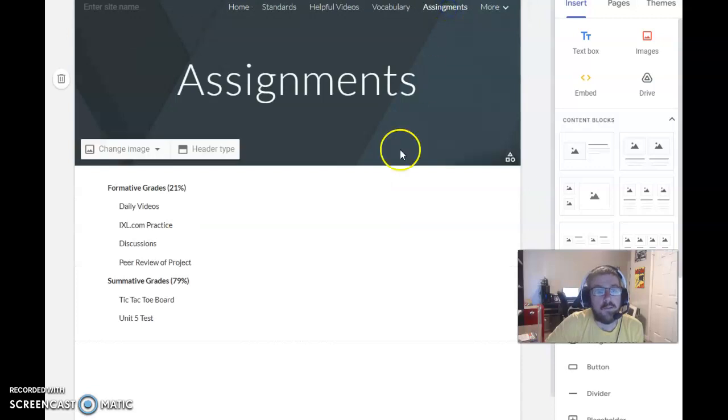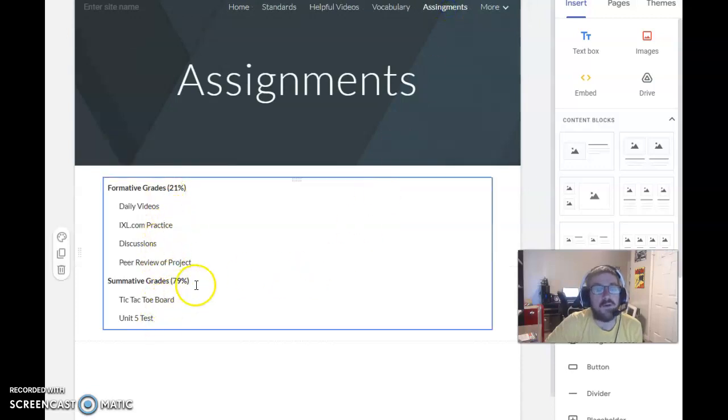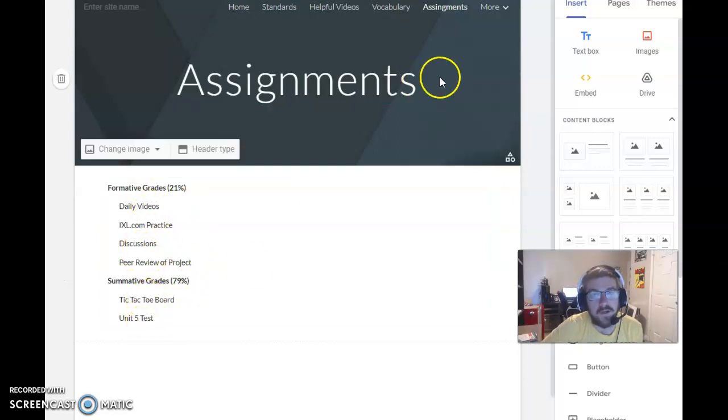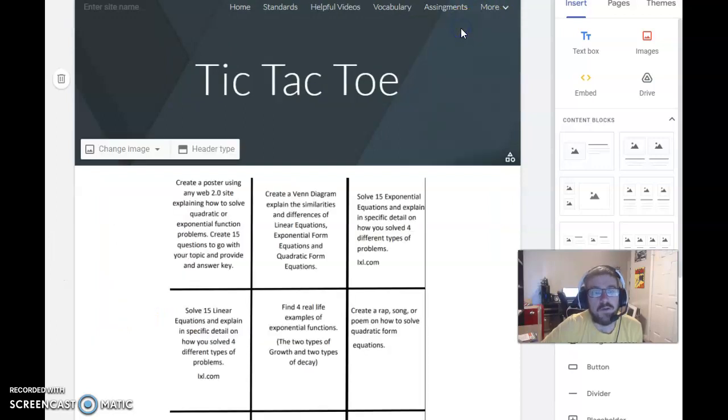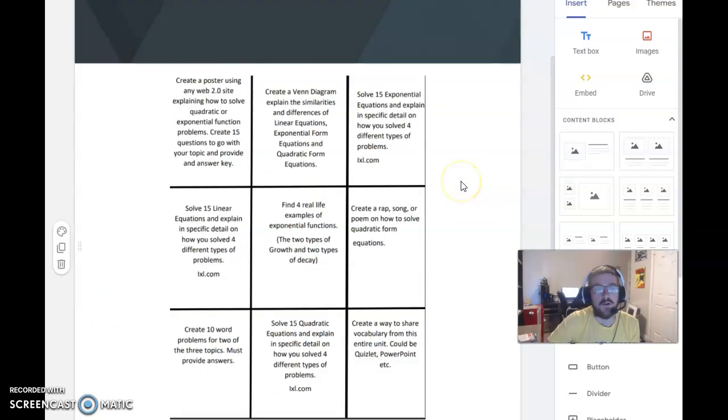Then for my online module, these are the formative grades. These are summatives. It's a little bit different because this is an advanced algebra class, so it's 21/79, but these are the 21s. These are the 79s. Then we go to the more. This is our big project. This is their first summative.